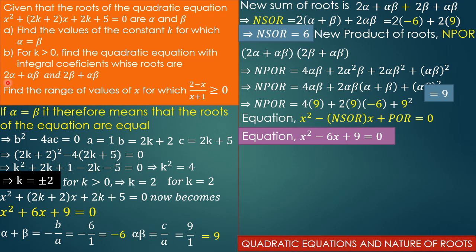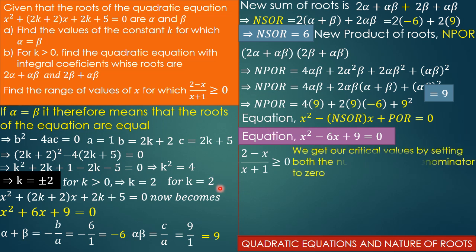The next part now, guys, wants us to find the range of values of x for which (2 minus x) over (x plus 1) is greater than or equal to 0. Great. So guys, this is the inequality that we have. At this point, guys, we are going to start by getting all the critical values. Okay, we'll get the critical values by simply setting the numerator and denominator to 0.